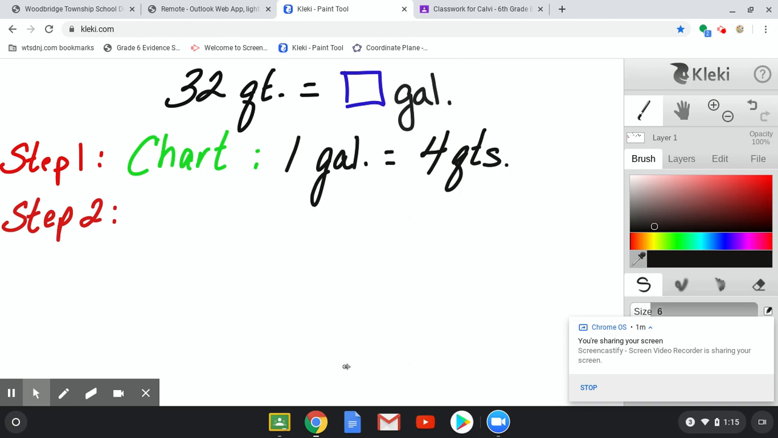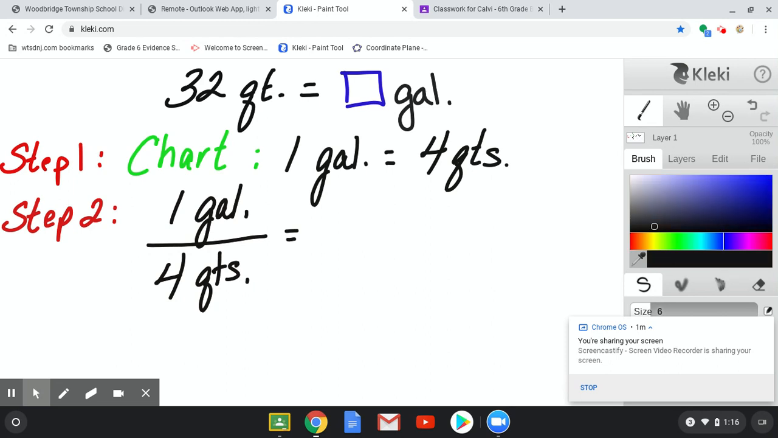Now, if you remember from the first video, my step 2 is to take the information from the chart, this information, and start the first half of my proportion. I always said that I start with my 1 on top. So in this case, it's going to be 1 gallon is equal to 4 quarts. And you also know that in proportions, the numerators have to be talking about the same unit, and the denominators have to be talking about the same unit. So in this case, my numerator is going to be talking about gallons. My denominator is going to be talking about quarts.